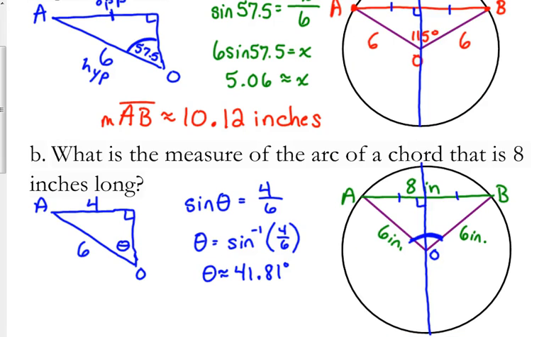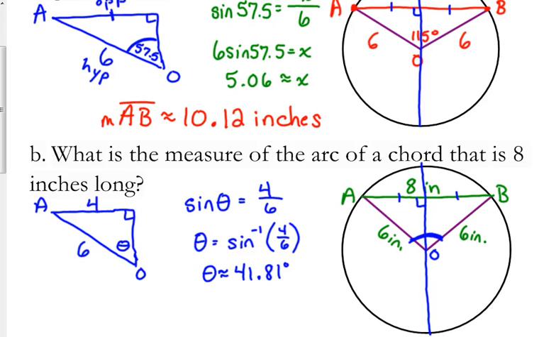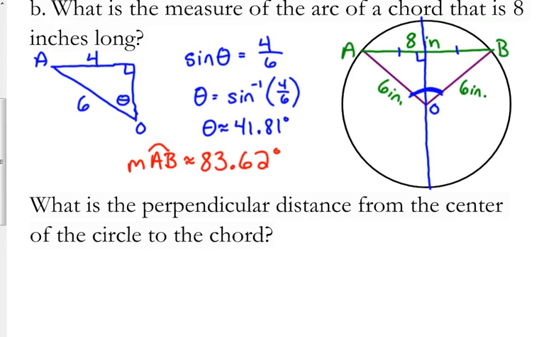But that wasn't the question that they were asking. They were asking for the measure of the arc. That's only half of it. So we have to multiply this one by 2 as well. So the measure of the arc is 83.62. So the measure of arc AB is approximately 83.62.